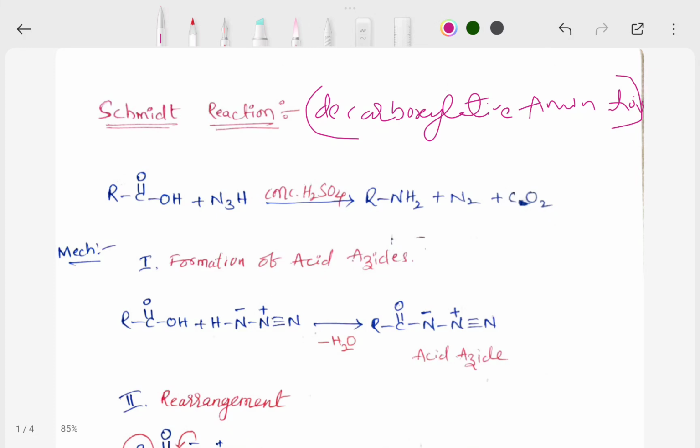What is the use of this reaction? This reaction is useful for the conversion of carboxylic acids to amines. In this Schmidt reaction, carboxylic acids react with hydrazoic acid.